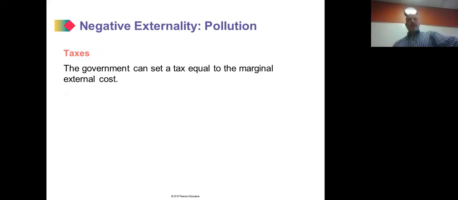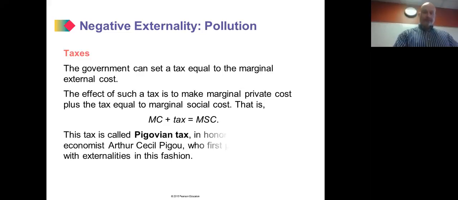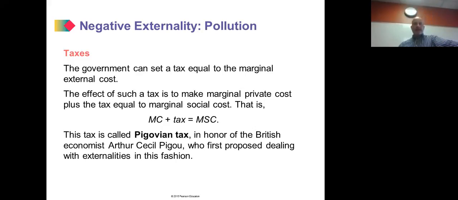So the government can set a tax equal to the marginal external cost. And the effect of such a tax is to make marginal private cost plus the tax equal to marginal social cost. So the marginal private cost, when we add in the tax, is going to equal the marginal social cost. And we're going to say this is the Pigouvian tax, and we're going to give credit to a British economist.